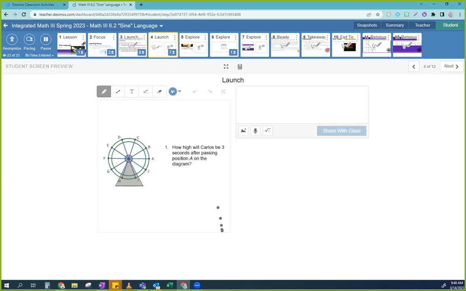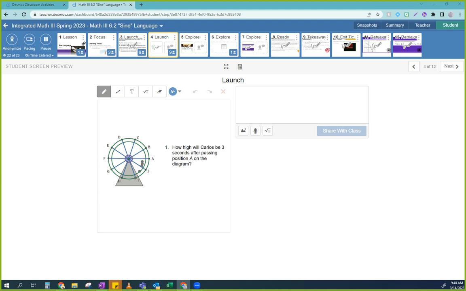Okay, so here's your Ferris wheel. You should know a couple of the things from last time. The center is 30 feet off the ground. The radius is 25. And they just told you that for Carlos to go from here all the way around, how long does that take? How long does it take for the Ferris wheel to go all the way around? Very good. 20 seconds. Perfect.